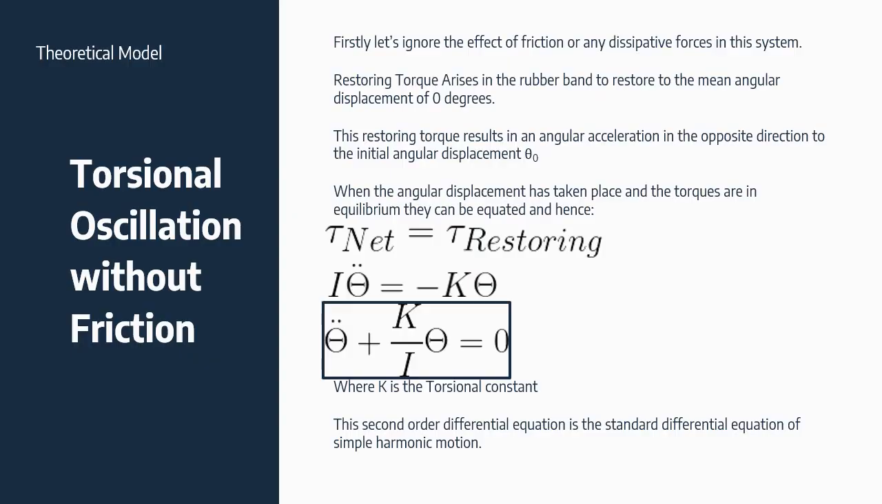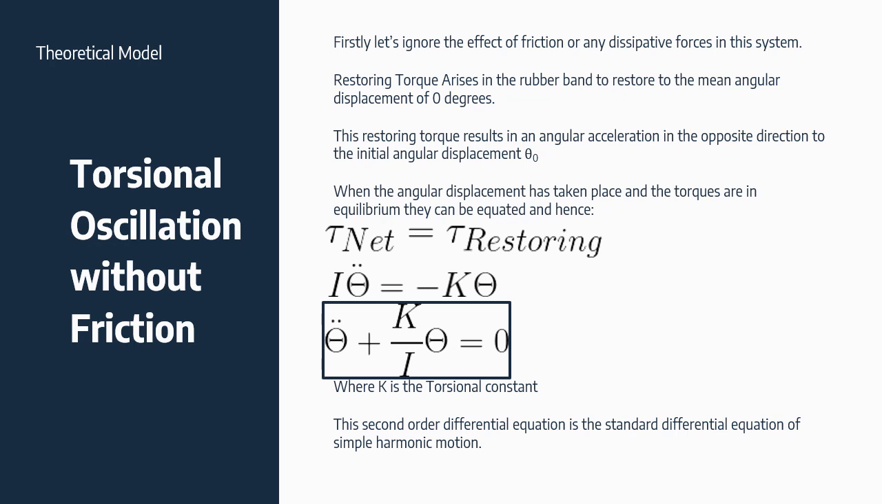So let's talk about torsional acceleration without friction. Ignoring friction at first, and then we'll see what happens when we take friction into account. A restoring torque arises in the rubber band when we twist it through an initial angular displacement. And when we put it on the table, the net torque on the system is just that restoring torque put by the rubber band on it.